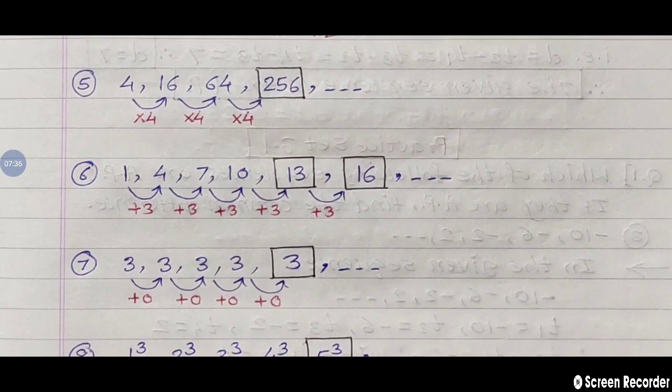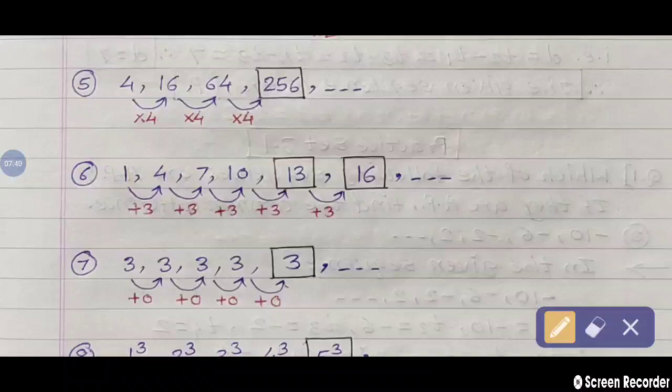Next, example number 5. Check that. 4, 16, 64. So what is the next number? We find out that. We are not making the addition. Check that.